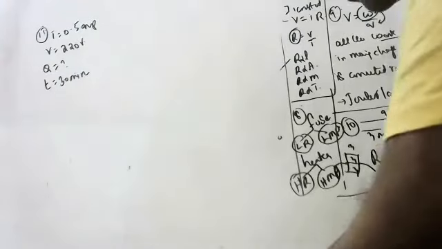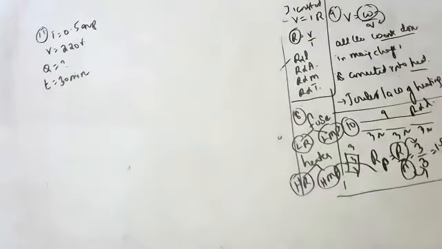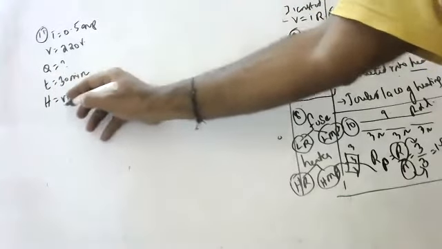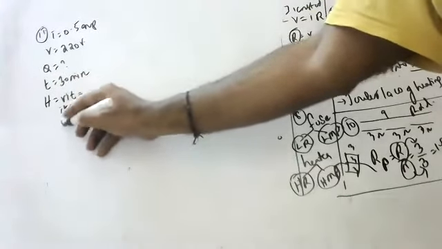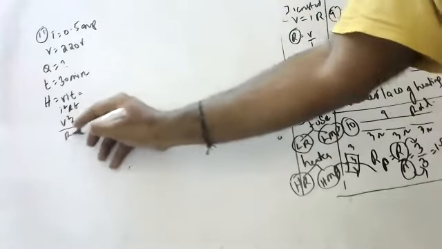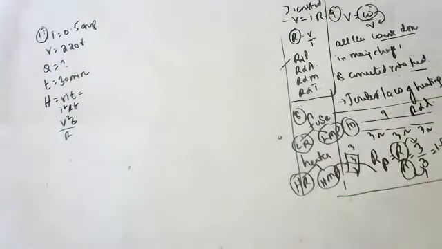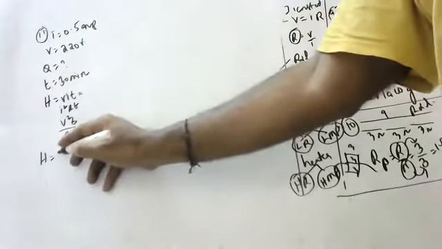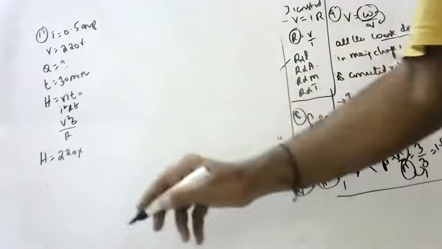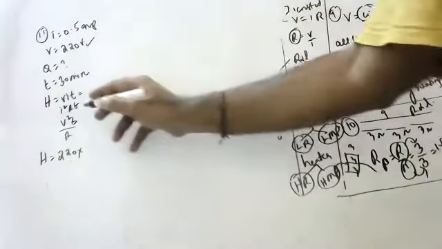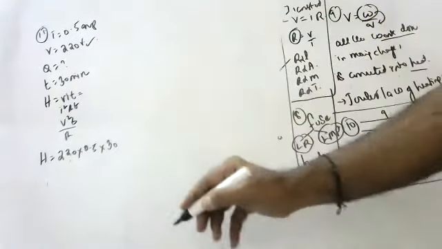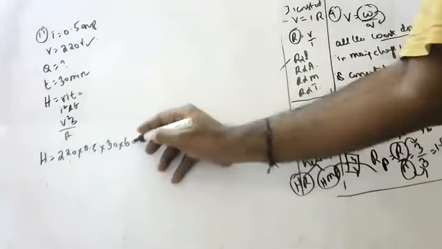We have formulas for heat. How many formulas are there? Three formulas are there, sir. VIT, I square RT. Among these three, which one will we use? We'll use the first one, sir. First one. V how much? V is 220. I is 0.5. Time is 30 minutes, into 60.